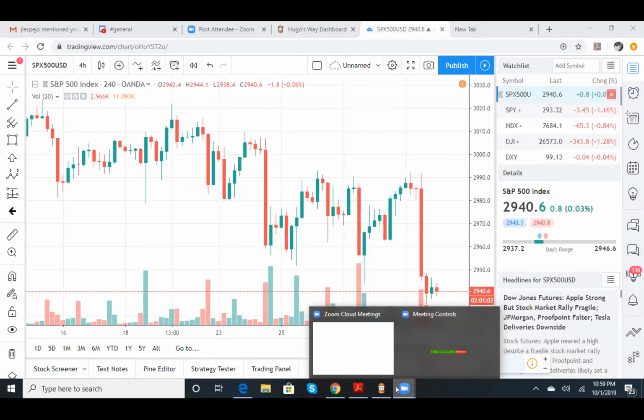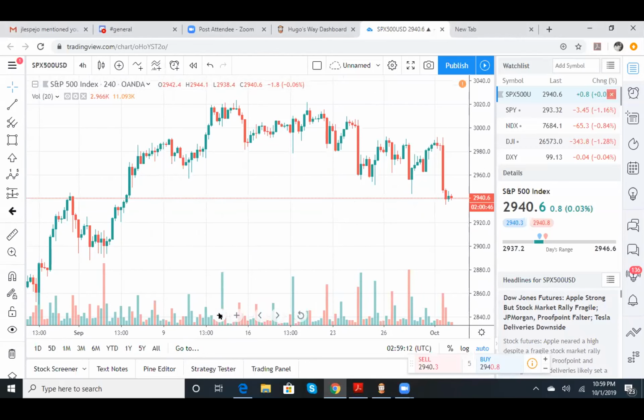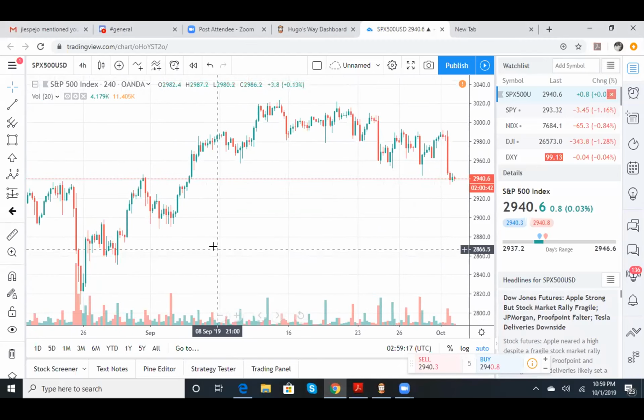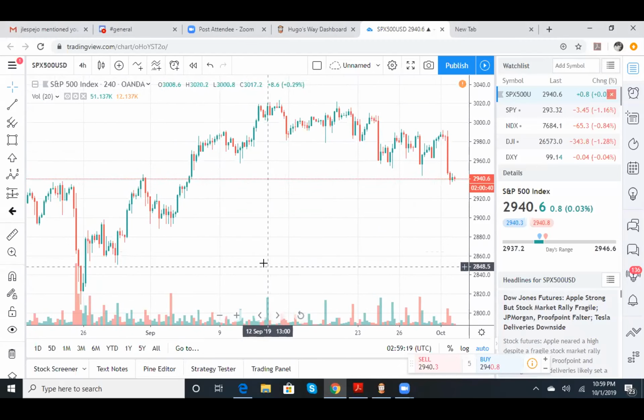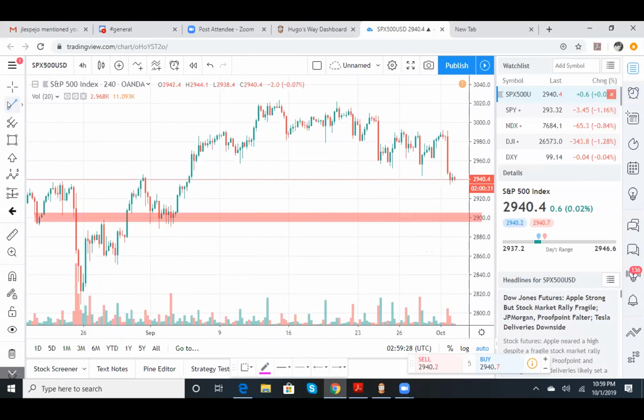I would suggest you always identify your zones. So zoom out of the chart. Like this? One more. Perfect. So draw your zone. I'll help you out with one. So we have a zone here, and we have another zone here.